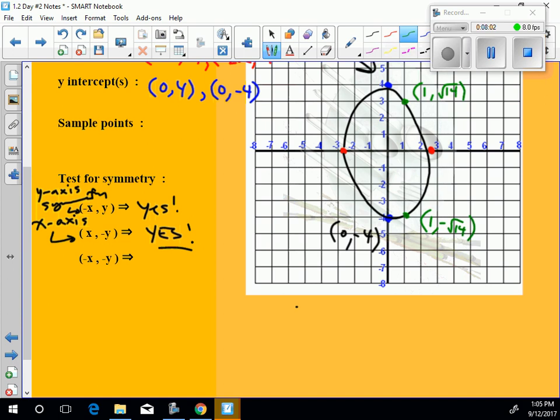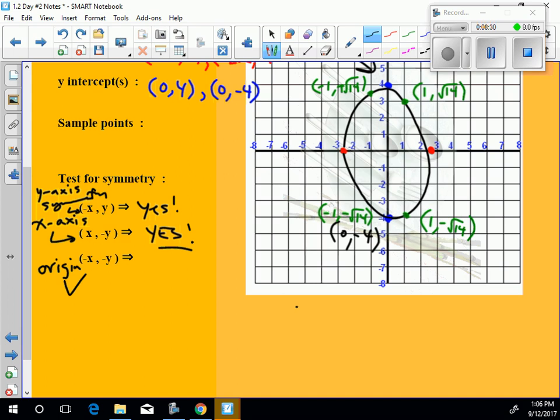What do you think would happen if I plug in negative 1? I get root 14. And if I plug in negative 1, I also get negative root 14. This is a dumb example, Mr. Ludd. It has all symmetries. Yes, it does.